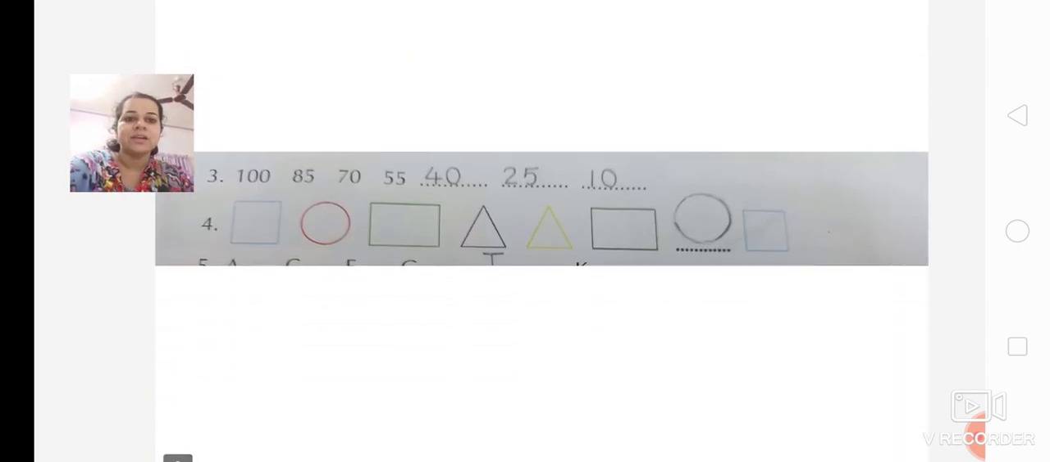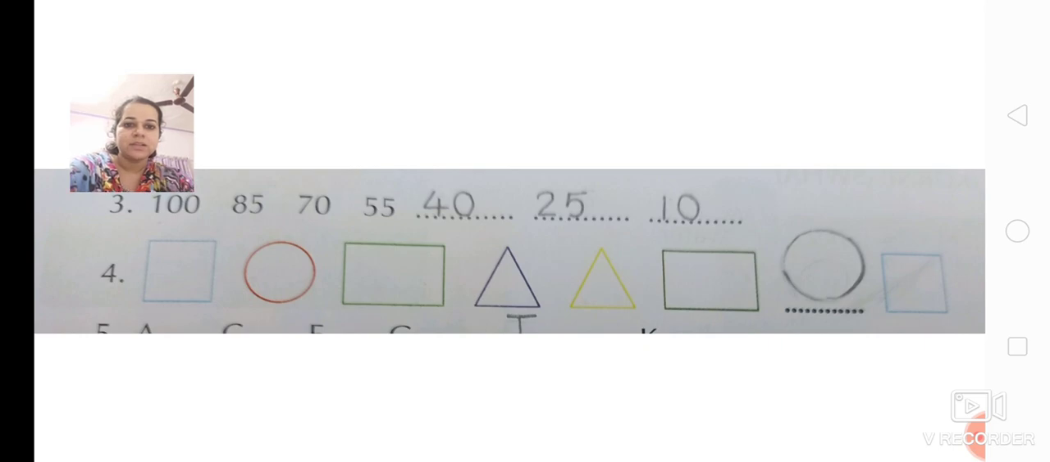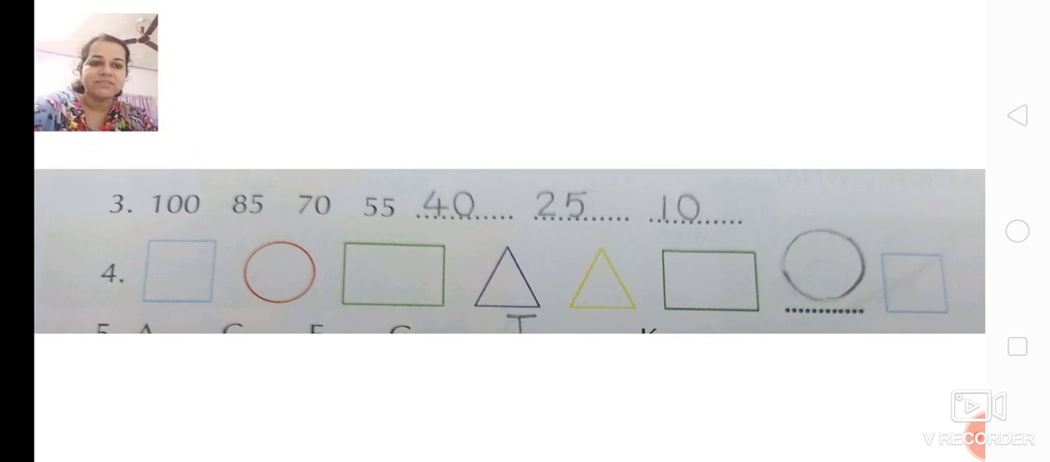So the answer for the third blank is, what we will do, we will go 15 numbers behind. So 100, 85, 70, 55, then comes 40, then after 40 comes 25. Here is the answer: 100, 85, 70, 55, 40, 25, and when you go 15 numbers behind from 25, you get the answer 10.